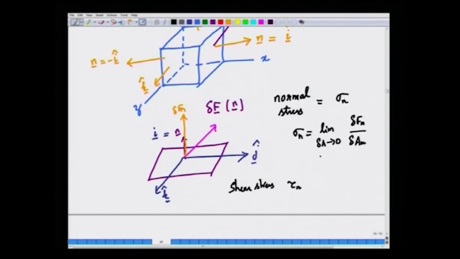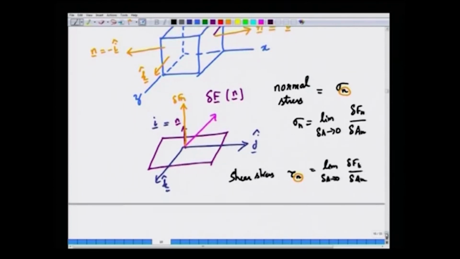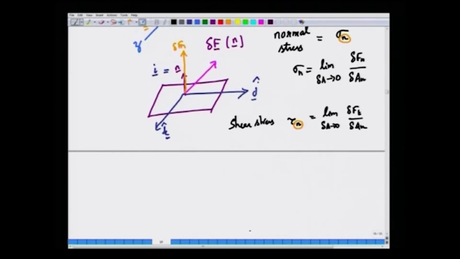Okay, n stands for the unit normal of the orientation of the surface on which the force is acting. Tau n is the limit as delta A tends to 0 of delta f tangential, which acts in the direction parallel to the surface, divided by delta A. This is the general definition. We can of course resolve it in many concrete ways as follows.